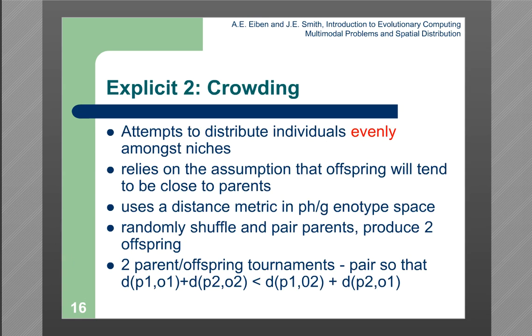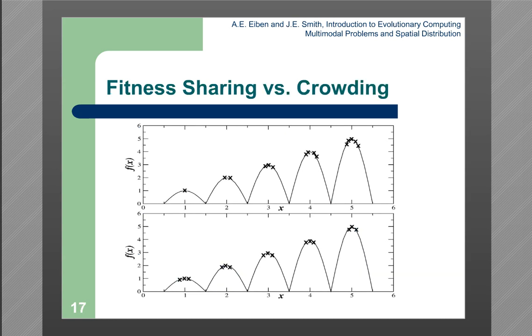Another explicit method is crowding. Crowding is another explicit method that is used when we don't know about the problem, and this method changes the individuals very slightly.